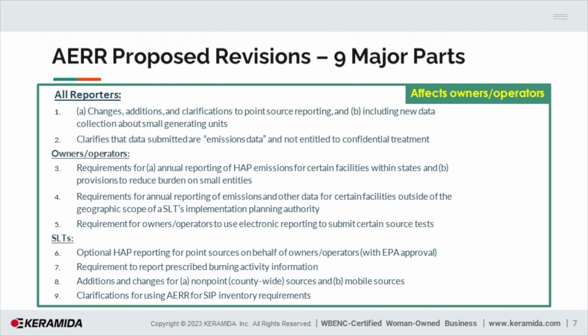For owners and operators, it's going to require the annual reporting of HAP emissions. Right now, that's a voluntary requirement, except for lead, that's required. But as far as the other HAPs, if you're a major Title V source, you're going to have to include all of your HAP emissions. If you're a smaller source that gets pulled into the reporting because your HAP emissions are above a certain threshold, you'll have to report those, and you will also have to report any criteria pollutants that may be associated.